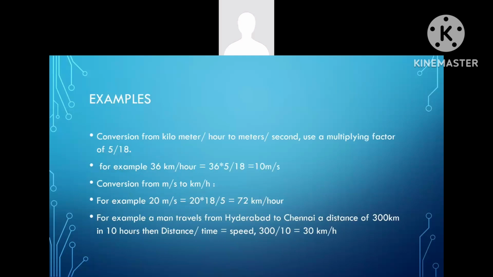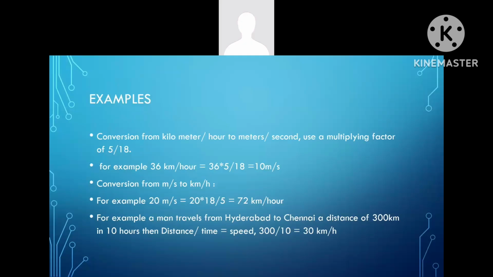Next comes examples. Conversion from kilometer per hour to meter per second: use a multiplying factor of 5 by 18. For example, 36 kilometer per hour equals 36 into 5 by 18, that equals 10 meter per second. Conversion from meter per second to kilometer per hour: for example, 20 meter per second equals 20 into 18 by 5, that equals 72 kilometer per hour.